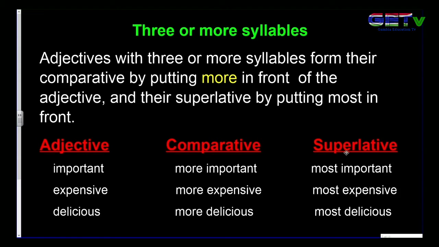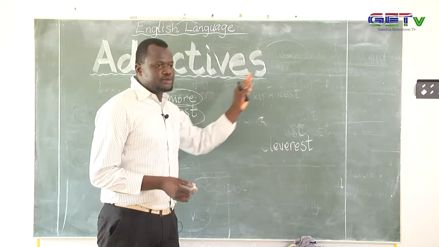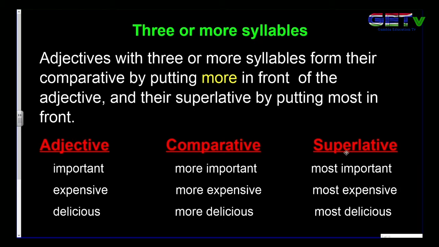Now let's look at the original adjectives. The first one is important. Remember, here we have 3 syllables. Important. So therefore, for the comparative, we use more. So it becomes more important, and for the superlative, most important. Important, more important, most important. The next one is what? Expensive.